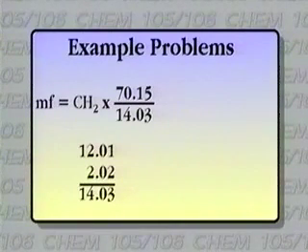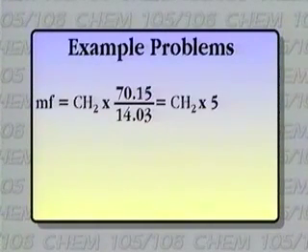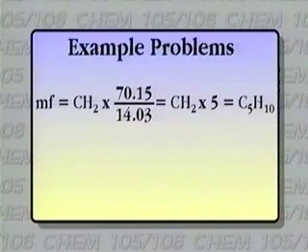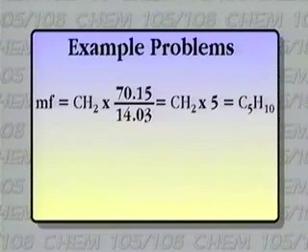Now, 70.15 divided by 14.03 is equal to what? Well, we could plug it in on a calculator. It's equal to 5. And so our molecular formula then is CH2 multiplied by 5. Now, the 5 is used to multiply the subscripts. So our final molecular formula is C5H10. So the actual molecule contains 5 carbons and 10 hydrogens.